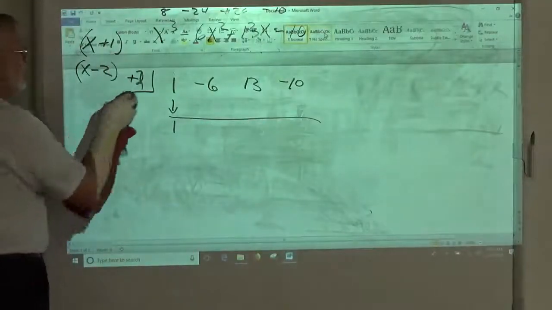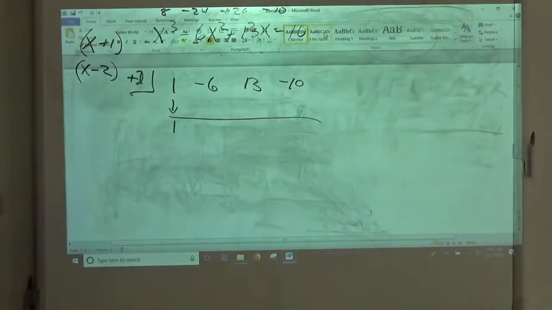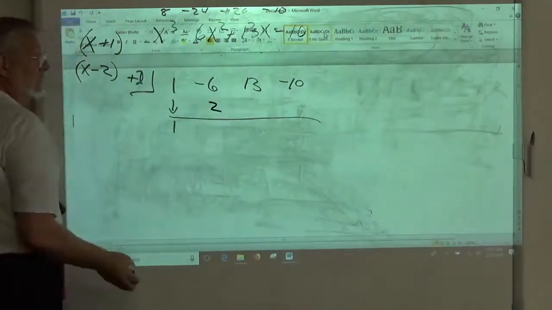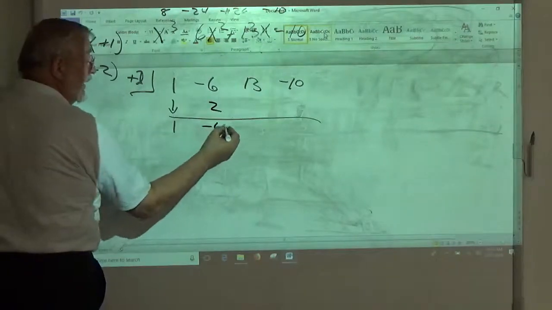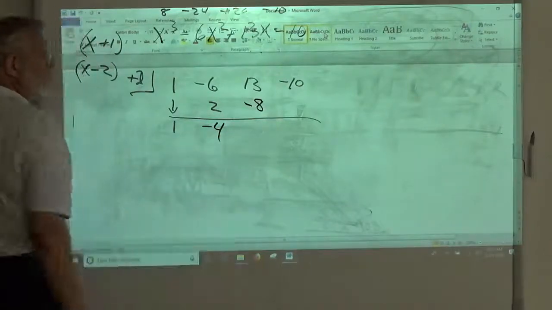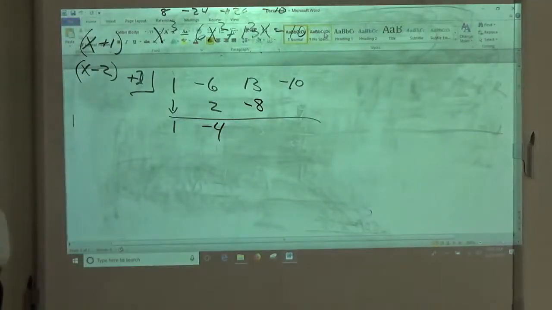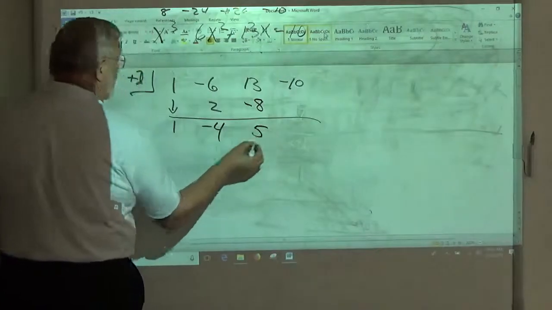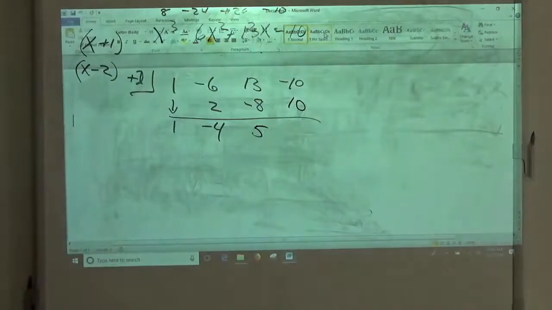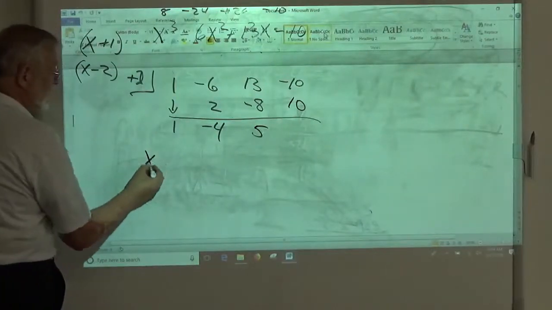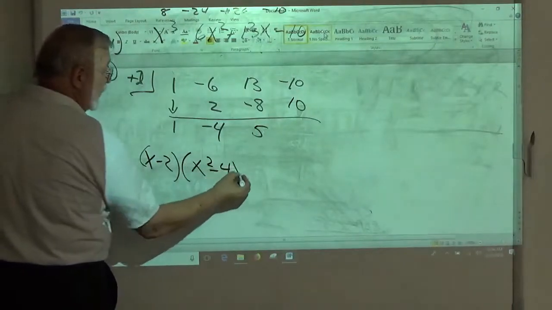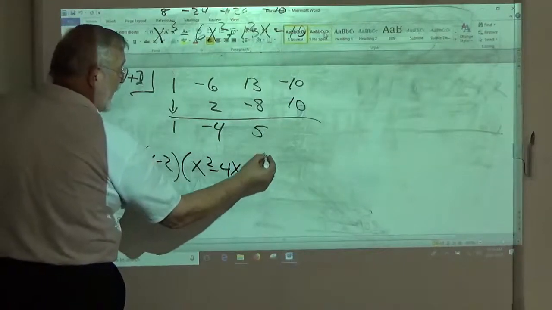So what's the first thing? This is a 2. First step, 2 times 1, 2. Add negative 4. 2 times negative 4, negative 8. That's 5. 2 times 5, 10. 10 plus negative 10 is 0. So that makes this x minus 2 times x squared minus 4x plus 5.